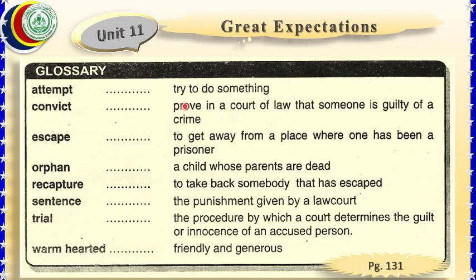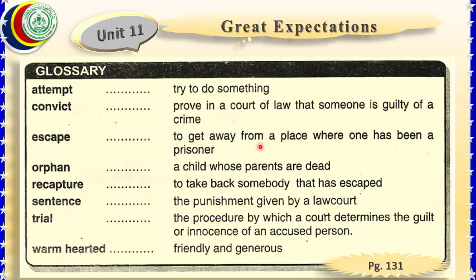Attempt means try to do something. Convict is, as I told you before, it can be used as verb, it can be used as noun. When it is used as noun, it means the person. When it is used as verb, it means to prove in court that someone has done something wrong.